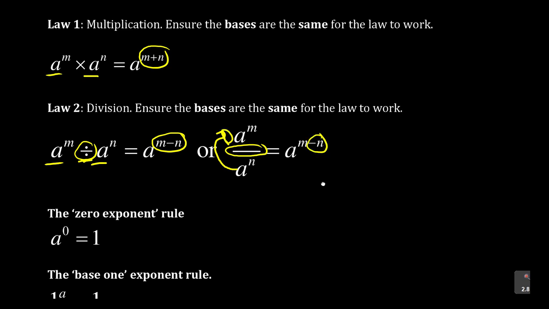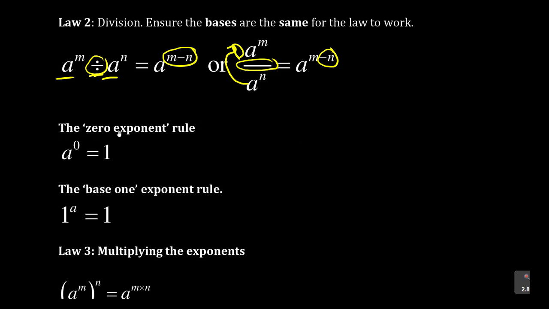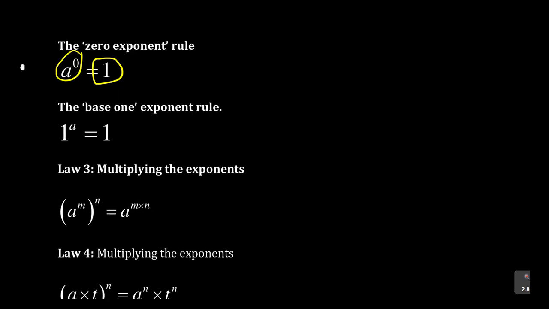All right. Then there is the quick one, the zero exponent rule. Any number to the power of zero, it becomes a one. Any number. And then there is the one, the base one.